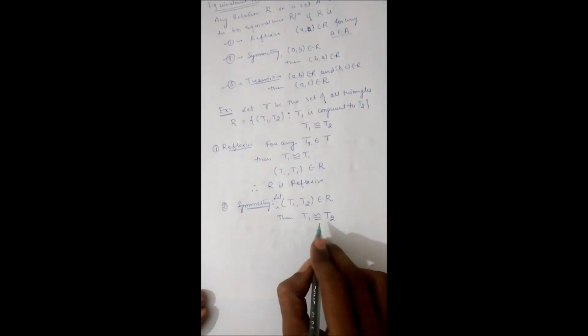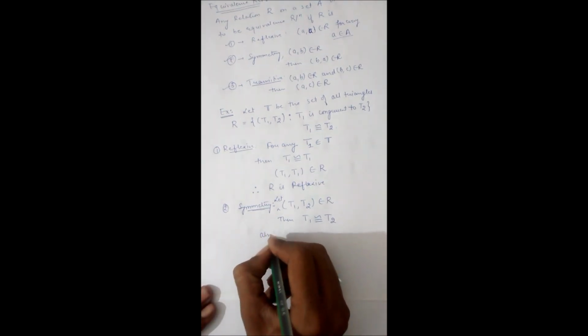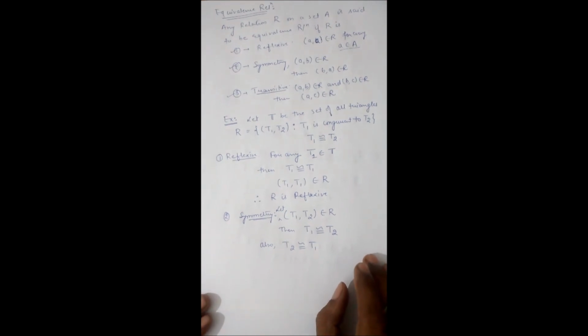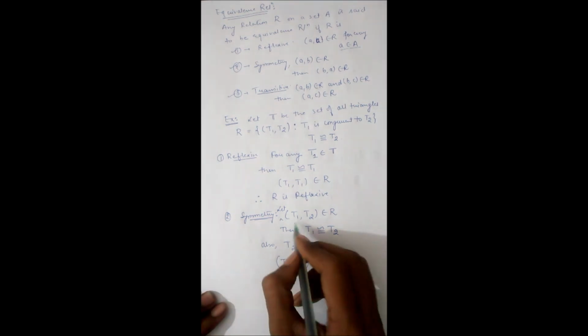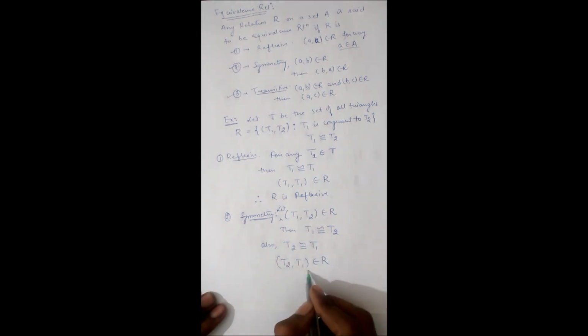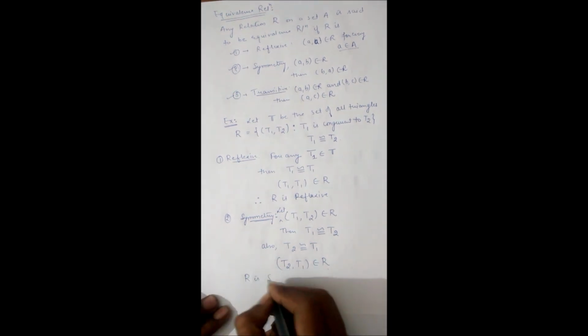Now, if T1 is congruent to T2, then also T2 is congruent to T1. Of course, if one triangle is congruent to another, then we can say that the other triangle is also congruent to the first triangle. So T2 is congruent to T1. This makes that T2 comma T1 belongs to R. This was my ordered pair which I chose to be in R. Now I inverted that. This is the symmetric image which belongs to R now. So this makes it symmetric. Now my R is symmetric also.